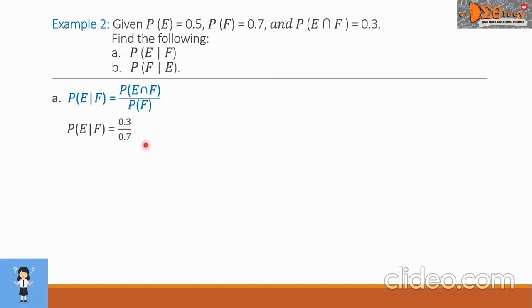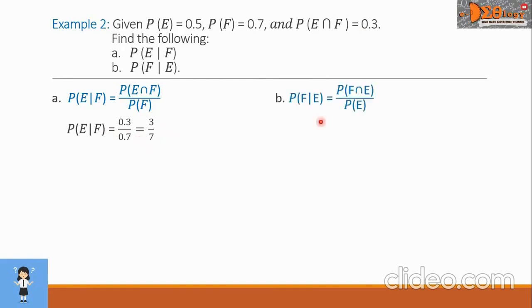Our formula will be like this, and we will do the substitution coming from the given. So we have now 0.3, that is the P of E intersect F, over P of F is 0.7. We will simplify this fraction, and this is equal to 3 over 7.